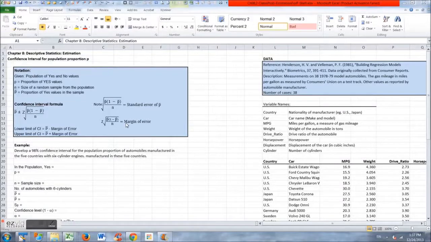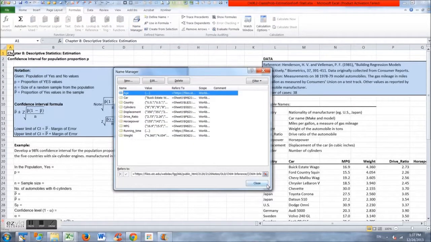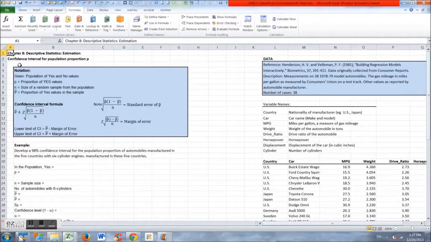The next confidence interval is for population proportion. We still have the same data and the data columns are named. Okay. Now let's first look at the formula.